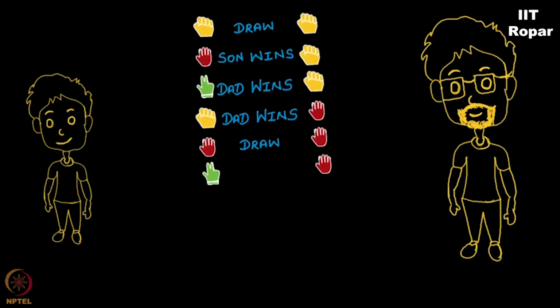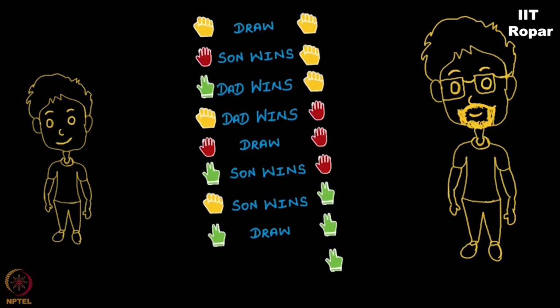Paper and scissor, son wins. Scissor and rock, son wins. Scissor and scissor, a draw. Scissor and paper, dad wins. These are the only cases, as you can see. This is a great game to play, but with time, you will realize that there is actually room for cheating.